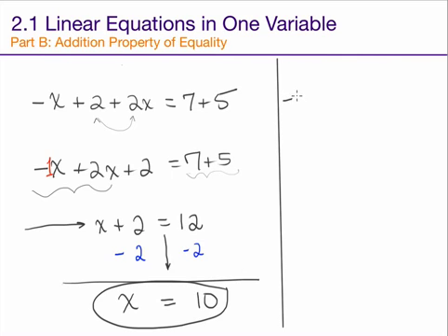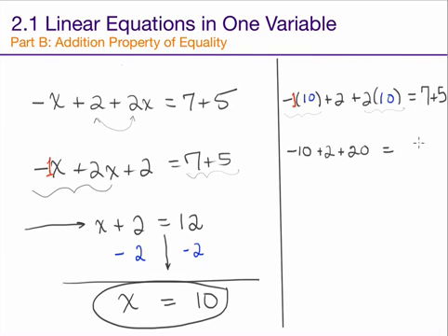Let's check it. Here's my original equation with the x's removed and replaced with empty parentheses. I'm claiming now that x is equal to 10. So let's check and see if that is in fact the solution to the equation. There's my invisible 1, and so this is a multiplication problem. This is multiplication also, so I'll do those first. Negative 1 times 10 is negative 10, plus 2 so I don't forget it, plus 2 times 10 is 20. And that should equal 7 plus 5.